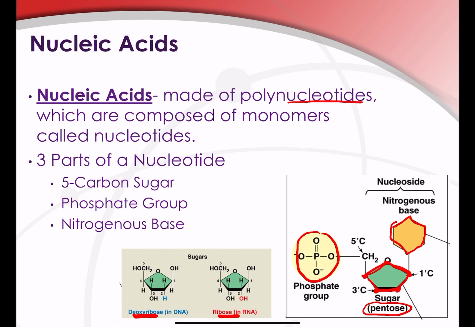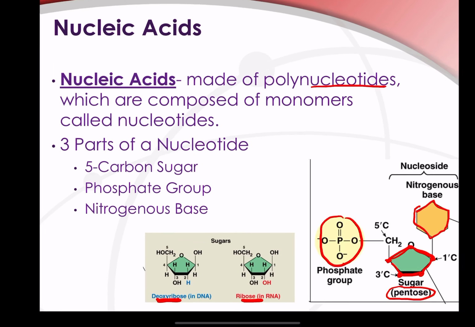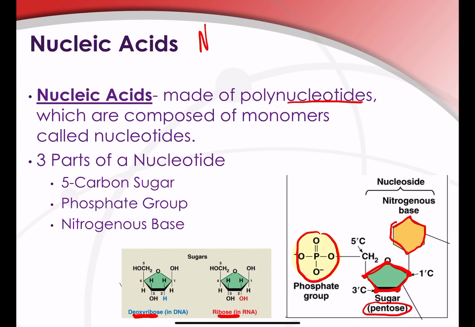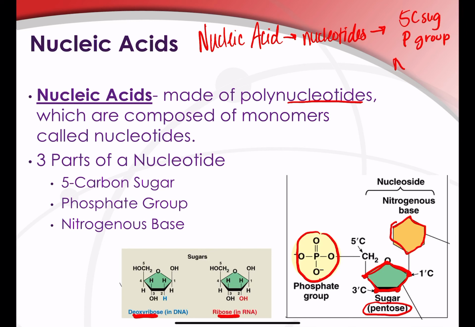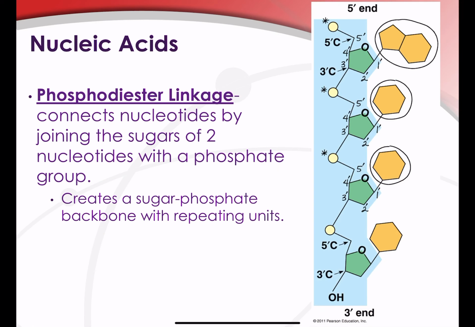So, more simply, you might say that a nucleic acid is made up of nucleotides, and then nucleotides are made up of a 5-carbon sugar, a phosphate group, and a nitrogen base. Okay, so that is probably the most accurate depiction, but it's important to know all 3 of those steps. So I'm going to skip over to here and show you.